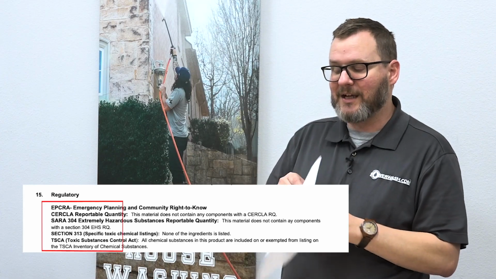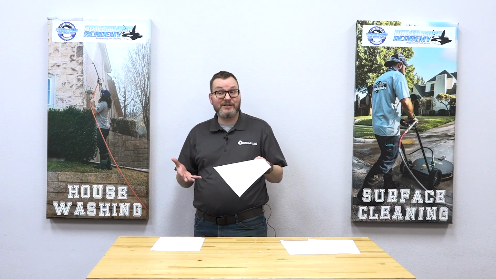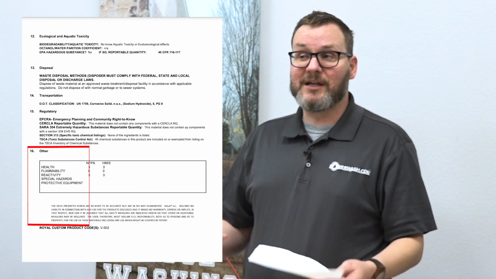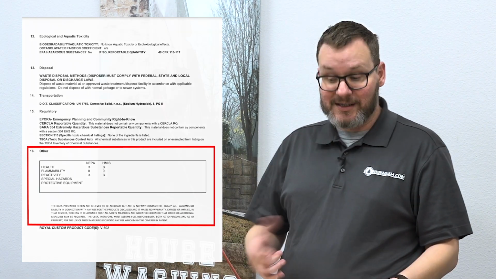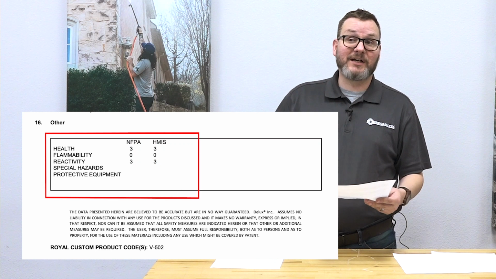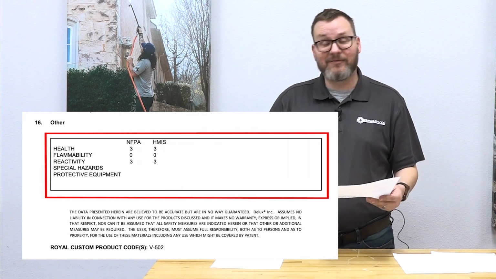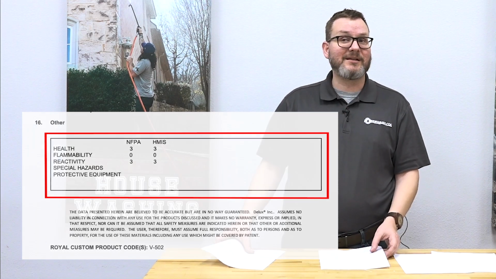Section 15 has regulatory information, and then section 16 can be different depending on the SDS sheet that you're viewing. It's just additional information that chemical manufacturers might want to add to an SDS, so it may be different depending on the chemical manufacturer. All the other sections should have the same information that I discussed in this video.